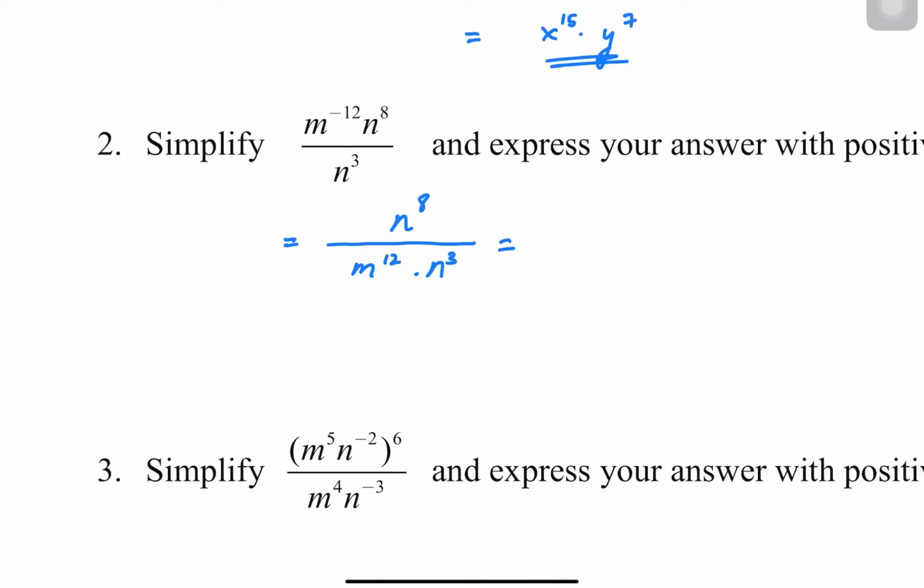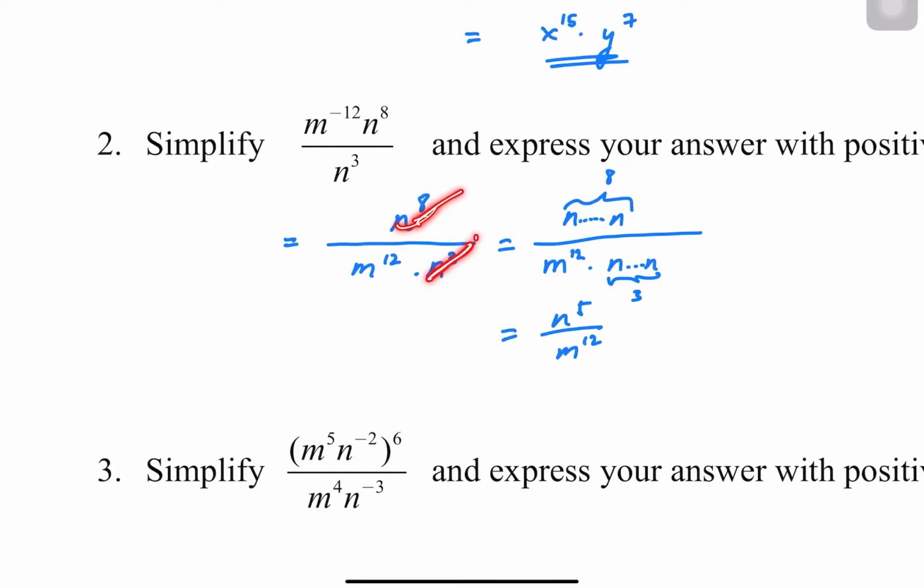Okay, there are 8 n's multiplied together, and then there are 3. So, cross them out. And remember, in exam, you can skip this step, okay? But in your mind, you know I cross out 3, remain 5 here. Okay, so the answer is n to the power 5 over n to the power 12. In exam, maybe you need to write down there, or you can skip this step directly. You can cross out 3, so remain 5.